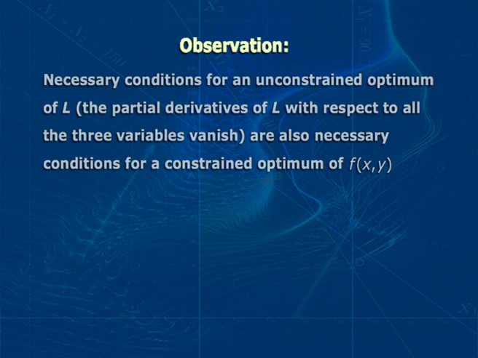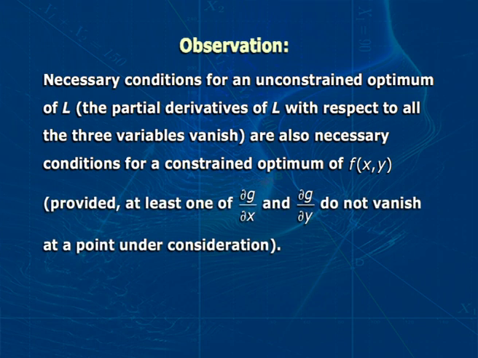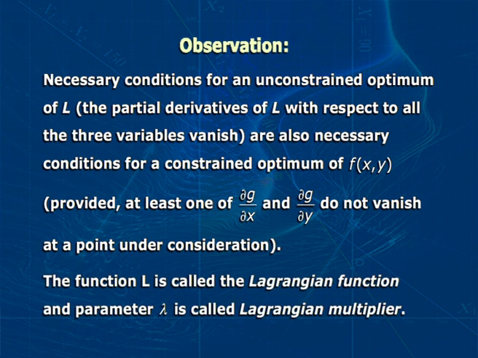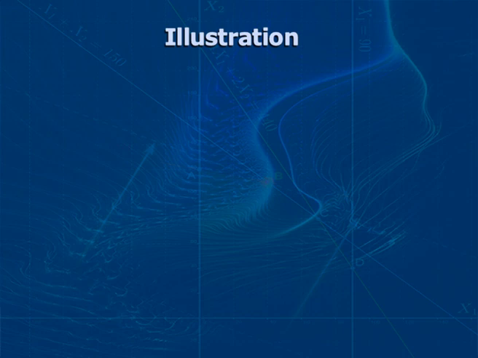Observation: the necessary conditions for an unconstrained optimum of L, which are that the partial derivatives of L with respect to all the three variables vanish, are also necessary conditions for a constrained optimum of f(x, y), provided that at least one of ∂g/∂x and ∂g/∂y does not vanish at the point under consideration. The function L is called the Lagrangian function and the parameter lambda is called the Lagrangian multiplier. Let us take an illustration.